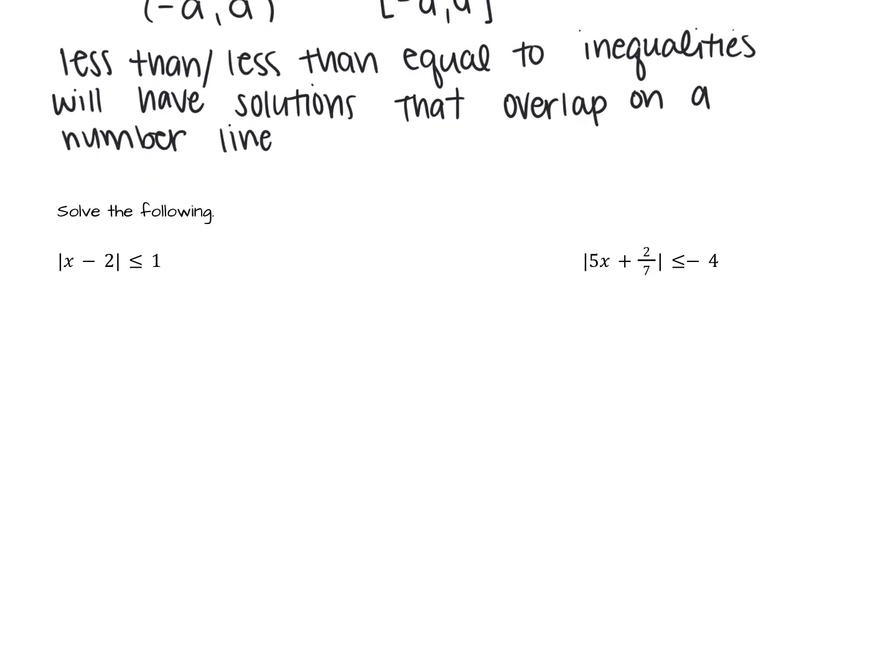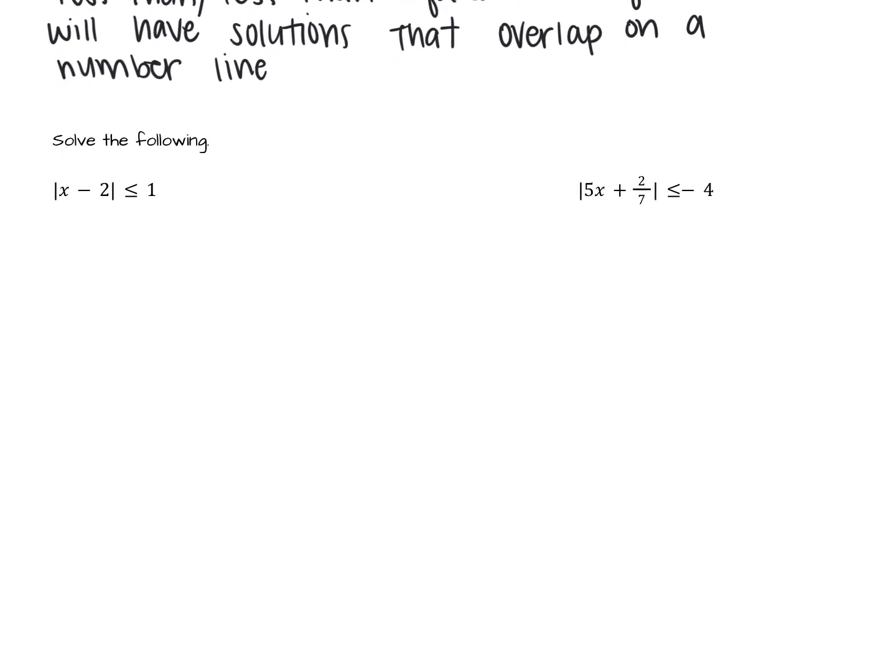All right, so let's look at a couple examples. We have the absolute value of x minus 2 is less than or equal to 1. I have to set up two inequalities that we're going to solve. My first inequality is just like when you are doing an absolute value equation: you drop the absolute value, so x minus 2 is less than or equal to 1. For my second inequality, I keep the x minus 2, but I flip my inequality and it becomes greater than or equal to negative 1.